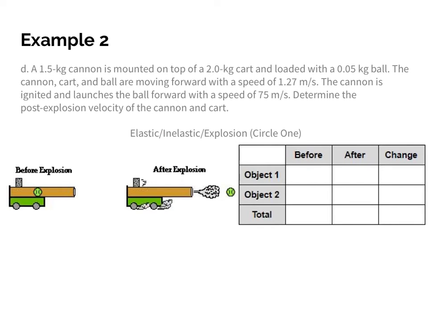So what I have here, a 1.5 kilogram cannon is mounted on top of a 2.0 kilogram cart and loaded with a tennis ball. So you'll see here that all three objects are loaded together. This is going to be an explosion, so we know that the tennis ball is going to shoot outward, and at the same time the cannon and the cart are going to recoil backwards. So think about here that after the explosion, the ball is going to move to the right and the cannon and cart are going to move to the left.